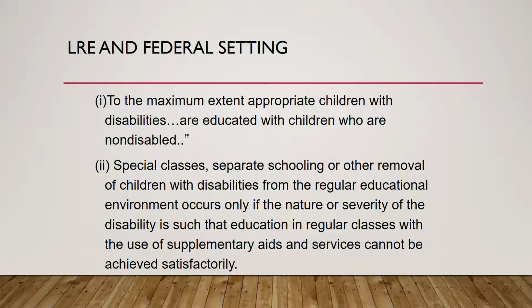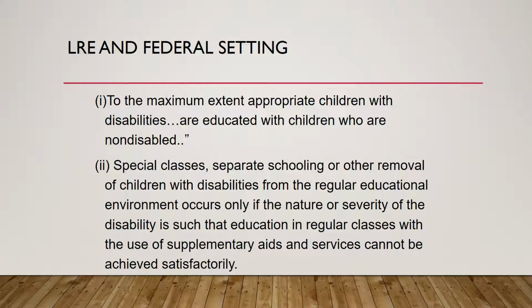Roman numeral 2, special classes, separate schooling, or other removal of children with disabilities from the regular educational environment occurs only if the nature or severity of the disability is such that education in regular classes with the use of supplementary aids and services cannot be achieved satisfactorily. And that's when we start to consider those higher settings, settings 3 and 4.